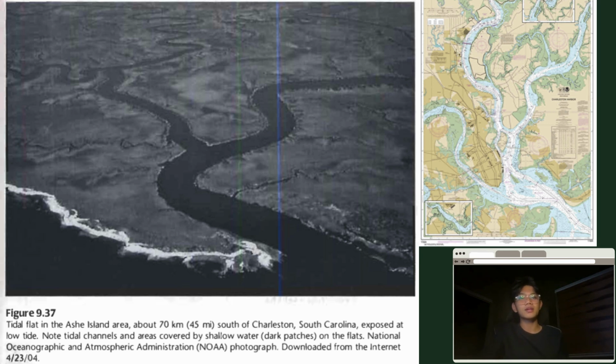This picture shows a photograph of a place near the coast called the Ash Island area, which is south of Charleston, South Carolina. The photo was taken at a time when the tide was low, which means the water had pulled back, exposing parts of the land. You can see shiny dark patches of water that are still covering some areas. While most of the land is dry, the river twists and turns like a snake through the flat land.